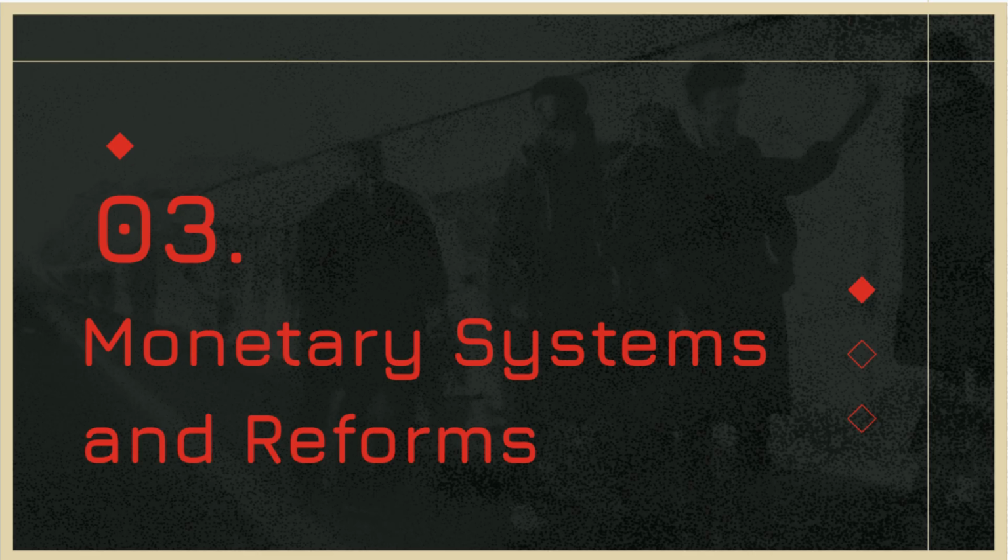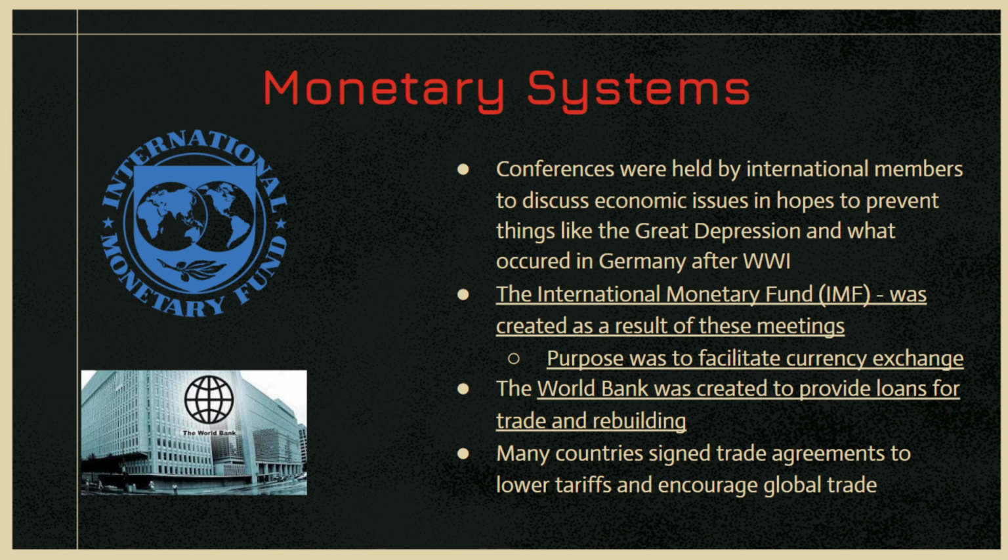And that brings us to monetary systems and reforms. We'll see that economics kind of becomes more of a global rather than a national issue for a lot of these new alliance systems. They want to make sure that things like the Great Depression and then what occurred in Germany after World War One with all of the economic problems that they had don't happen again.